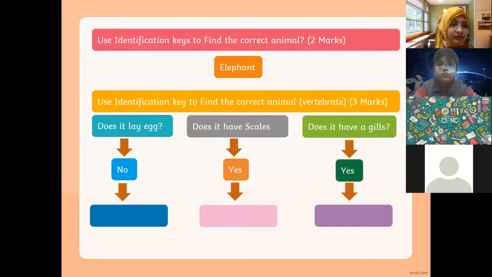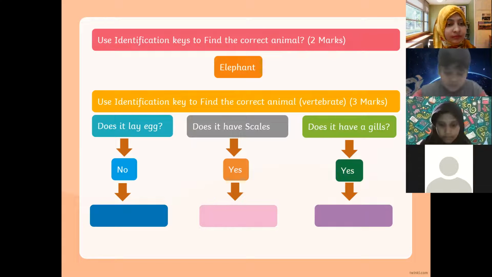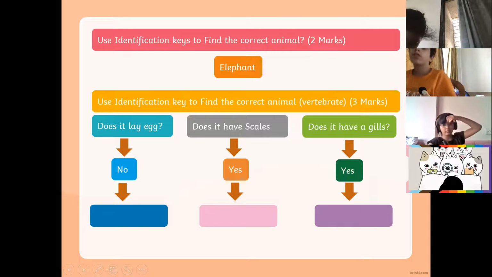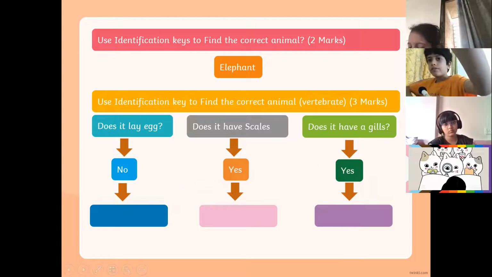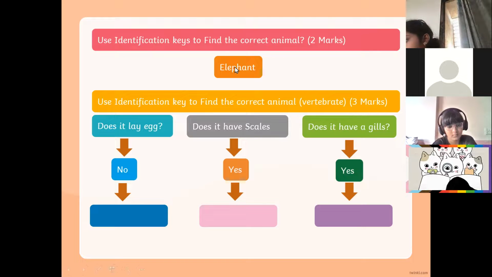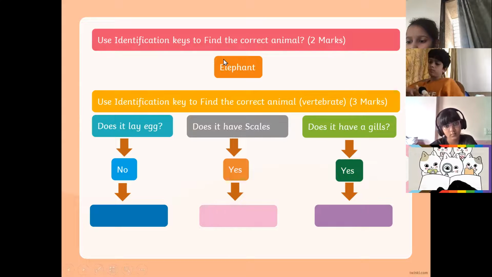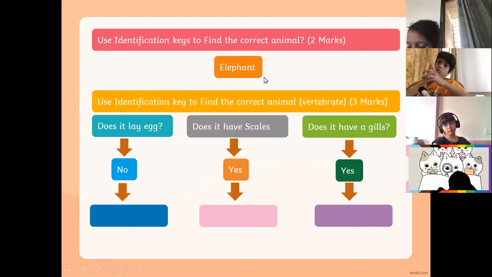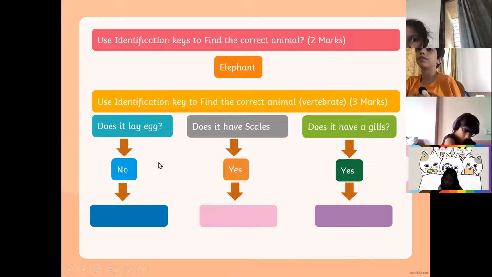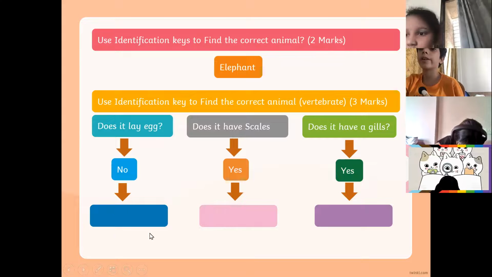Yes? I have a doubt. Okay, Mariam, tell me. Can you repeat what you asked? Do we have to write the identification key for any animals? Yes, Mariam, for the first one, you have to write the identification key, which means that you have to ask five questions to reach the elephant. For the second one, you don't have to make any identification keys. You have to write the category, that's it. Which category it comes in.